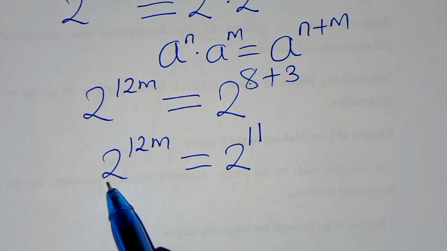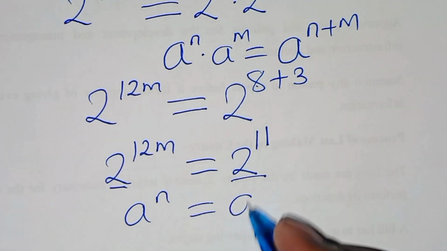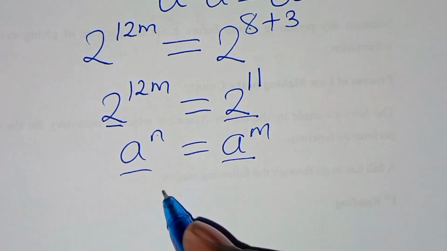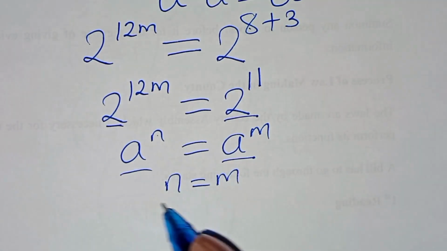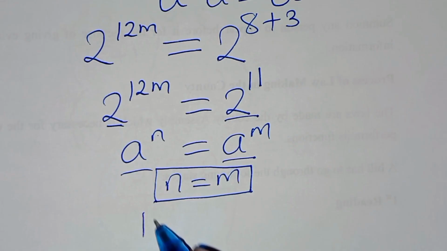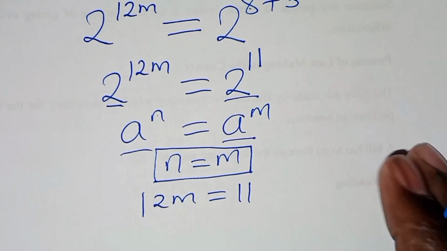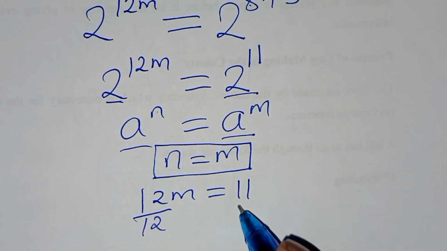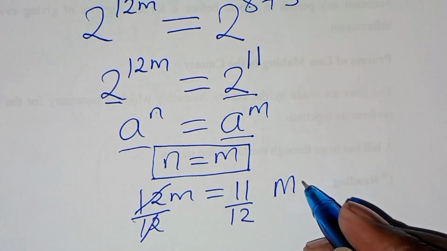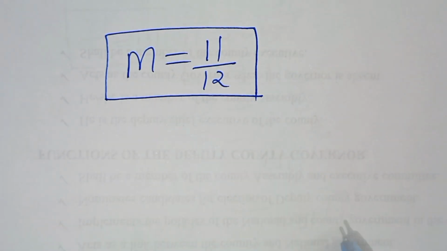Now, we have that the bases here are common. That is 8 to power n is equal to 8 to power m. And since the bases are common here, the exponent n is equal to m. So applying this property, then here we'll have 12m equal to 11. So let's divide both sides by 12, so that now the value of m is equal to 11 over 12, applying method 1 and 2.